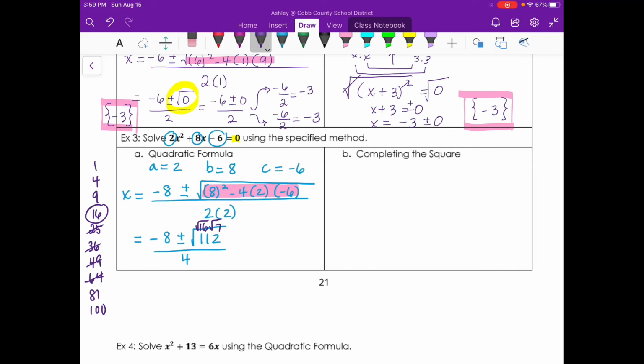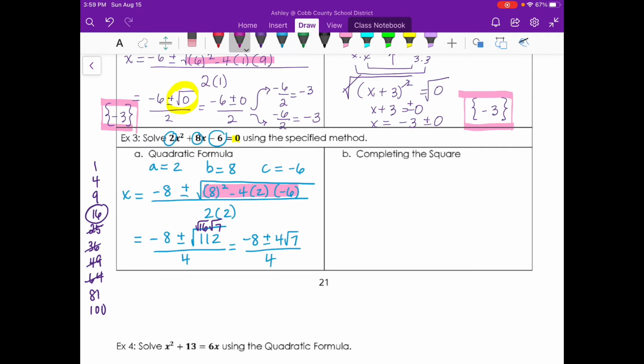So that's going to be 4 radical 7. So we'll simplify that: negative 8 plus or minus 4 radical 7 over 4. And then we have one final step here that we haven't encountered before in this lesson. We have practiced this before when we worked with complex numbers.